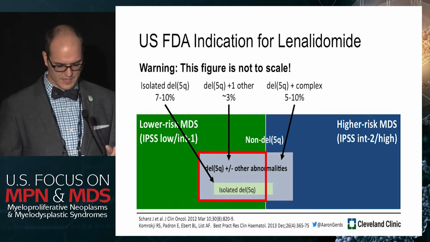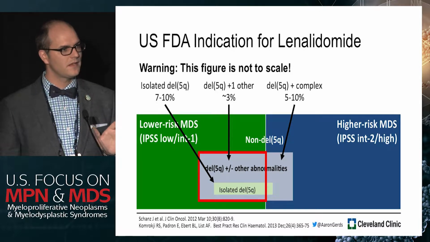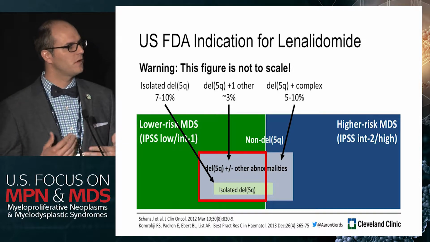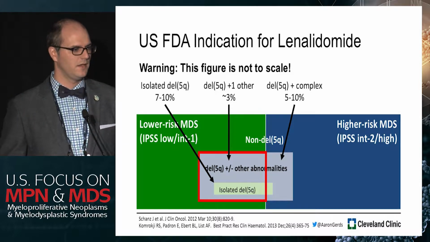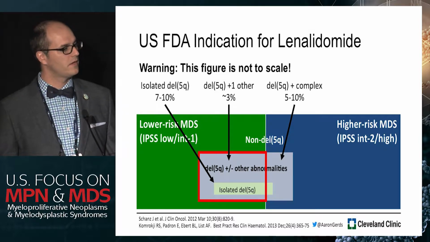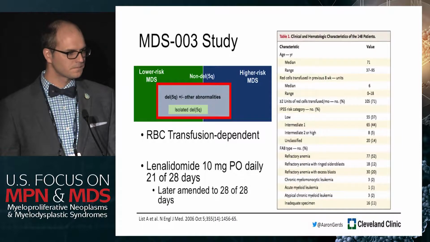This is of course not to scale. The isolated del(5q)s are about 7 to 10% of all patients with MDS. Del(5q) plus 1 other cytogenetic abnormality is somewhere around 3% of patients with MDS. And those with del(5q) and complex cytogenetics are somewhere in the 5 to 10% range.